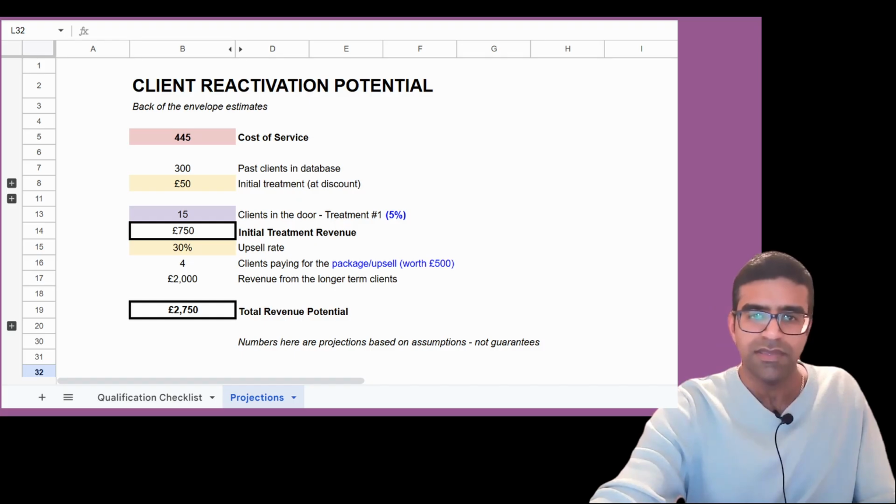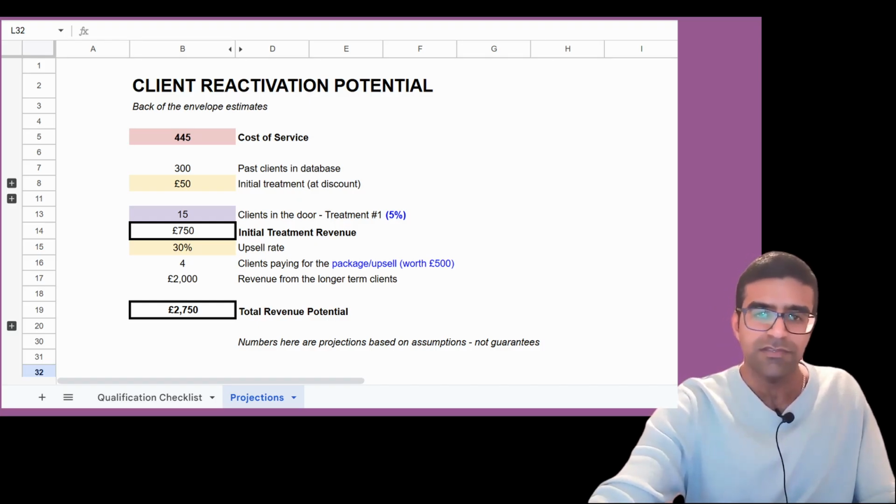On an assumption of 5% of contacts actually booking and paying that £50, you'll get about 15 people signing up. So just from the treatment value of this first appointment, you could be making £750 on these assumptions. That's already paying for the cost of the service.